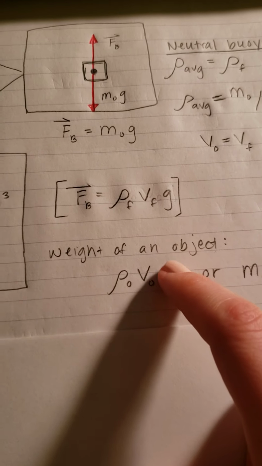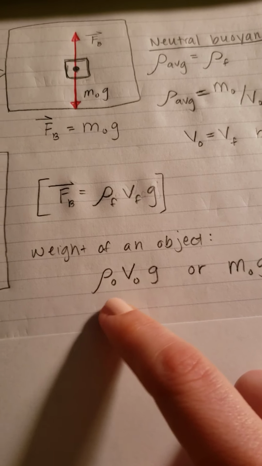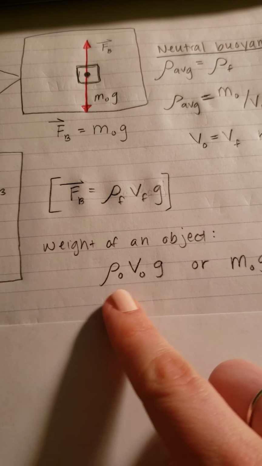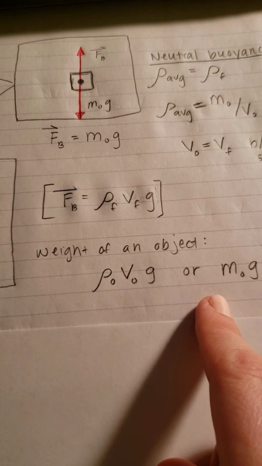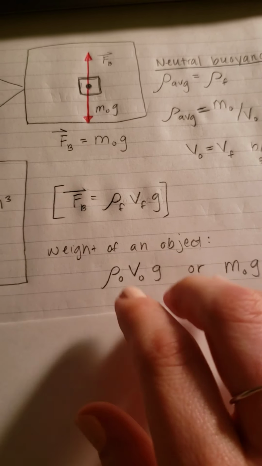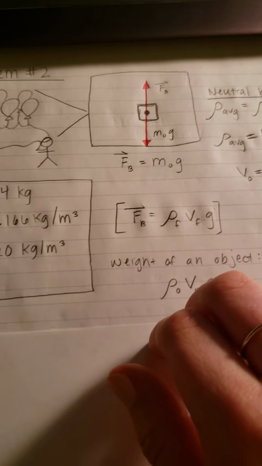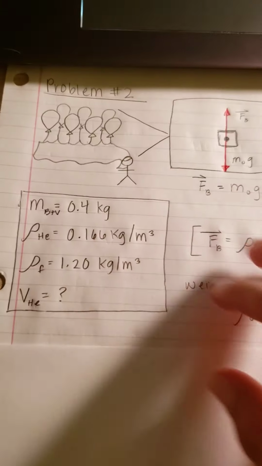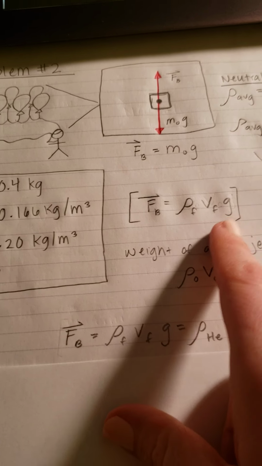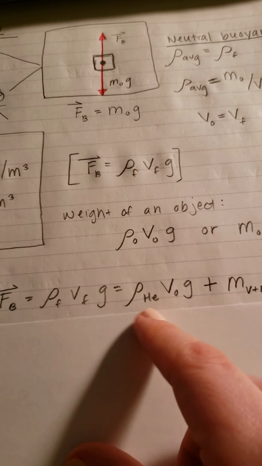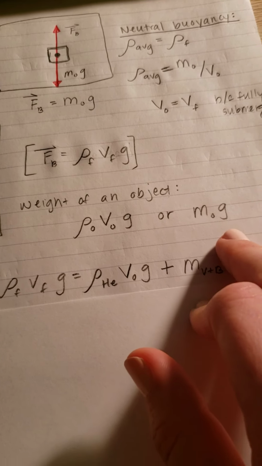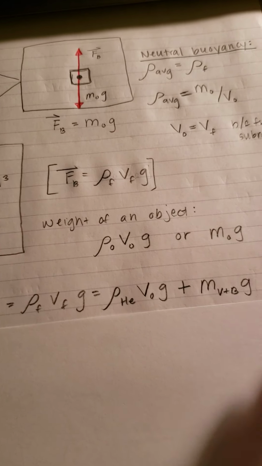We know that the weight of an object is equal to its density times its volume times gravity, or the mass times gravity, because mass is density times volume. And we can use both of these for our equation because, like I said, we need to take both weights into account, the weight of the balloons and the weight of everything else. So we can set our buoyant force equal to the weight of the helium, or the weight of the balloons, plus the mass of all the other stuff times gravity.